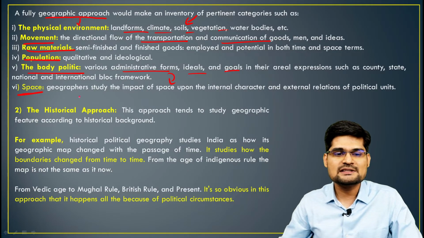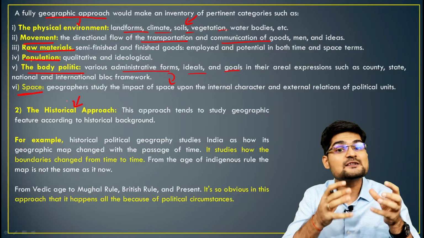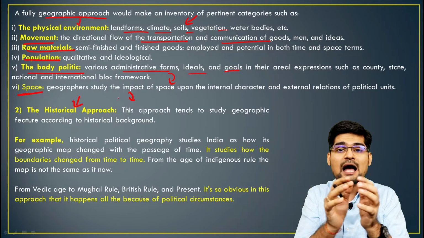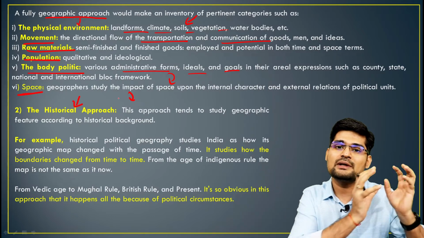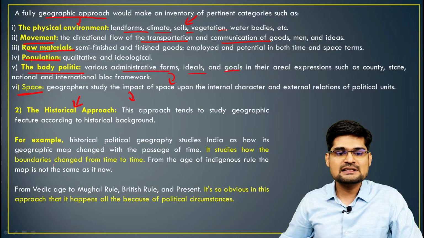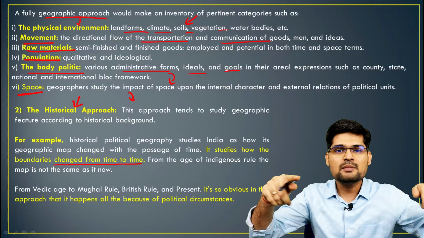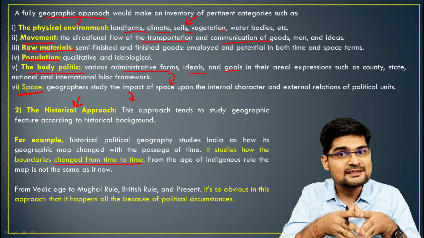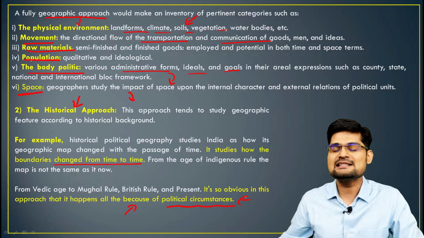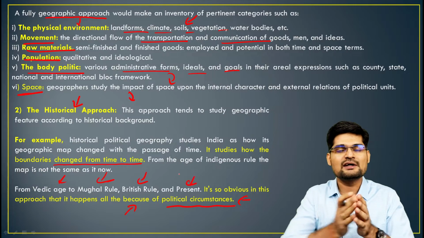Then comes the second approach. What is it? Historical approach. So the word says it, the chronological approach rather than the spatial approach. The chronological approach will tell us how things have evolved through time, how the map of a particular state has changed from ancient to medieval to modern, how it has changed from colonial times to post-colonial times. So this is a timeline approach, where from an indigenous society you have developed as a modern society, and the boundaries have changed, the definitions have changed, the characteristics of spaces have changed, right? So it is a very obvious approach because it happens because of political circumstances. For example, the Vedic age map of India, to the Mughal rule, to the British rule and the present map of India, is it similar?